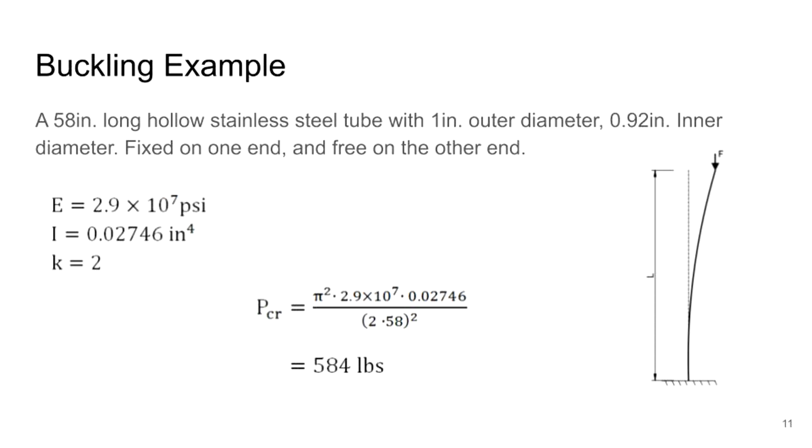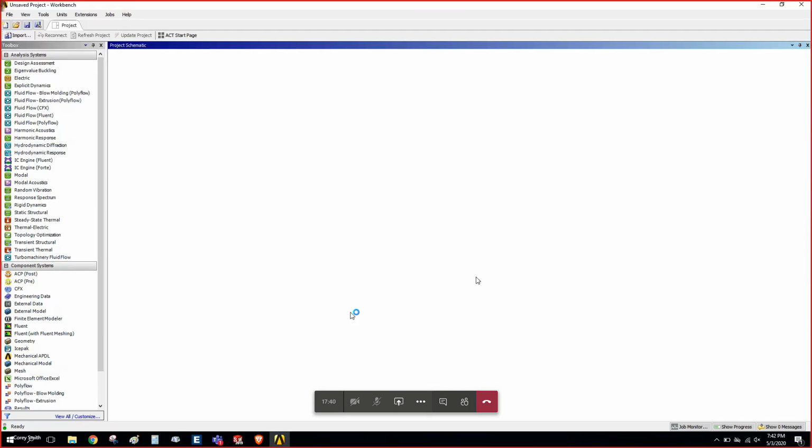Here's a simple example. So we have a 58 inch long stainless steel tube with 1 inch outer diameter and 0.92 inch inner diameter. One end of the tube is fixed and the other end is free. And K is equal to 2 in this case. The modulus of elasticity is 29 million psi. The moment of inertia of the tube is 0.02746 inches to the power of 4. Using Euler's buckling formula, we can find that the critical load for this particular tube is equal to 584 pounds.